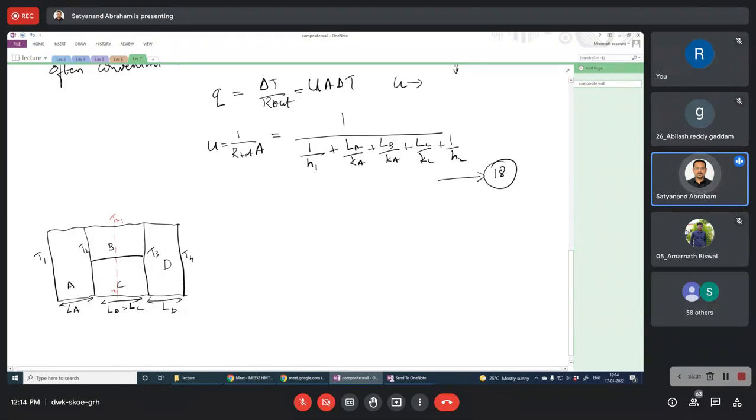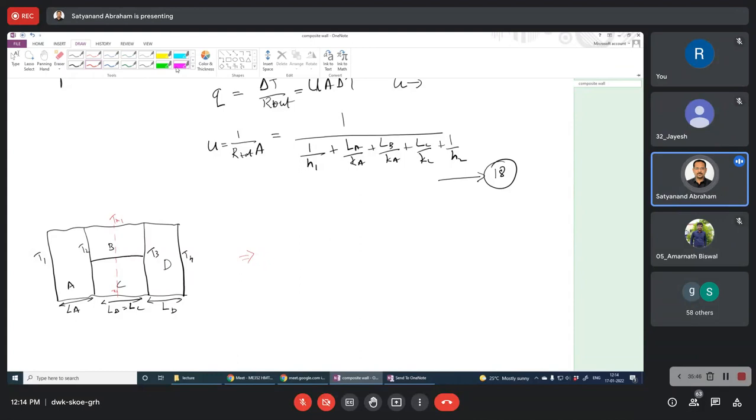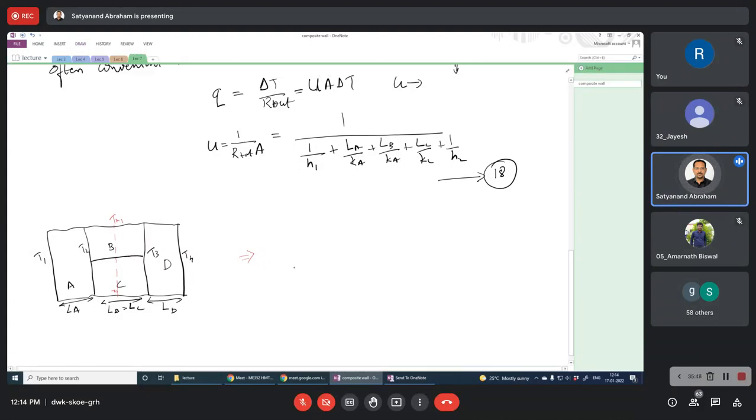Okay. If the temperature is the same, then how does this matter? That's what we are going to see. We can write this as a temperature profile or a thermal resistance. If we write it that way, it is going to be easier for us.